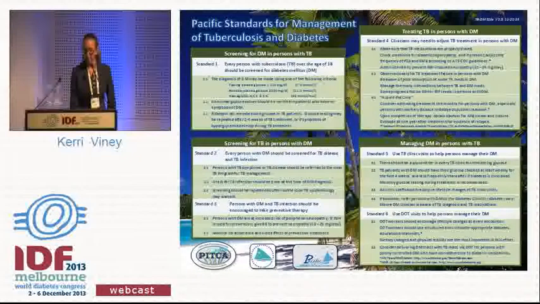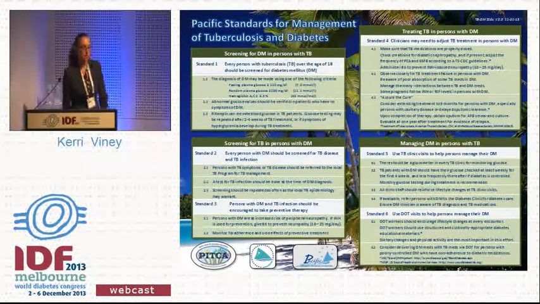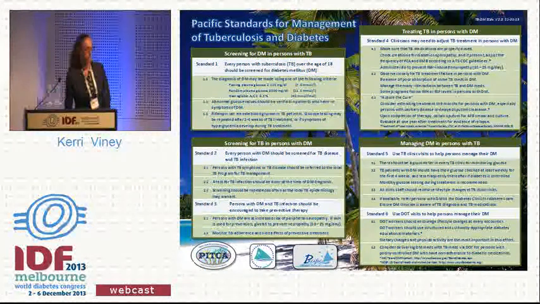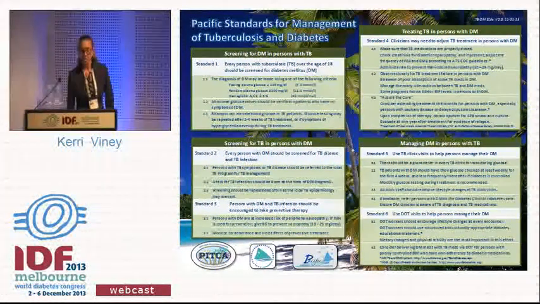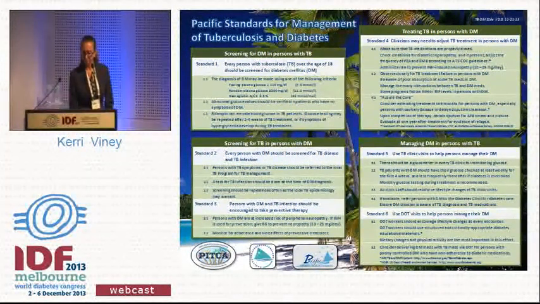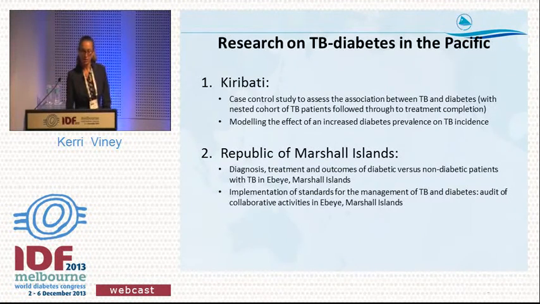For the standards, a policy document, we have this document which I think is in your folders, and Dr. Brostrom will talk a little bit more about this. So we have some standards in the Pacific called the Pacific Standards for the Management of TB and Diabetes. And in terms of research, the countries that you saw on the previous slide that are most affected by tuberculosis and diabetes have been active in doing some research, mainly operational research.